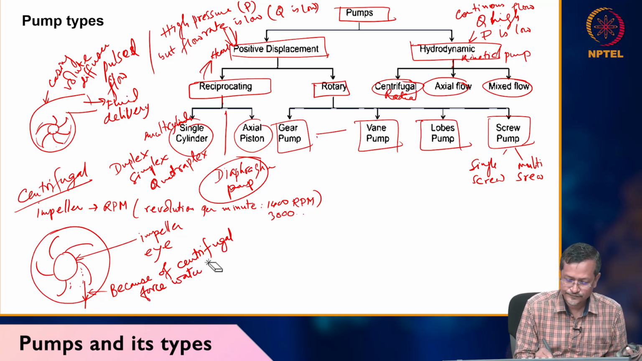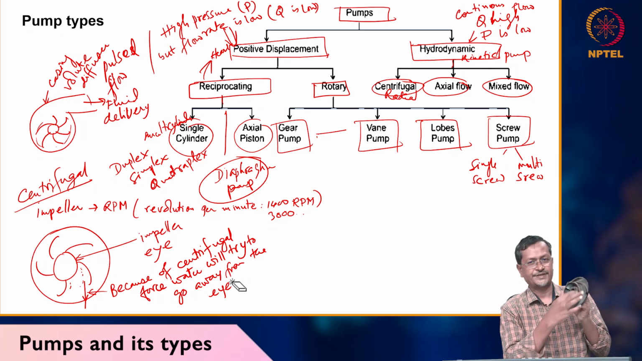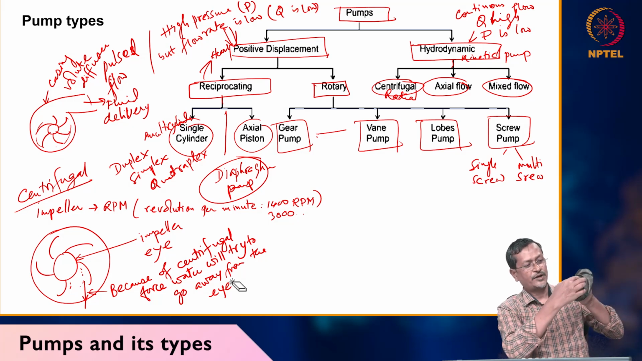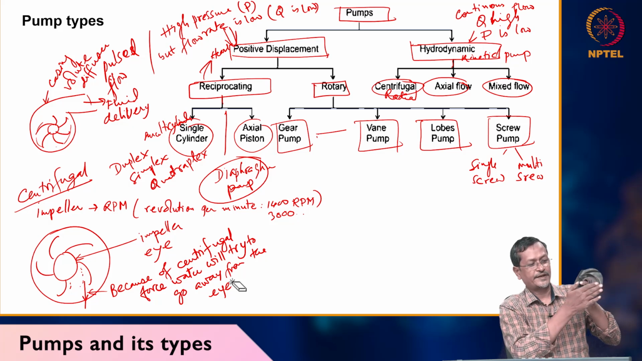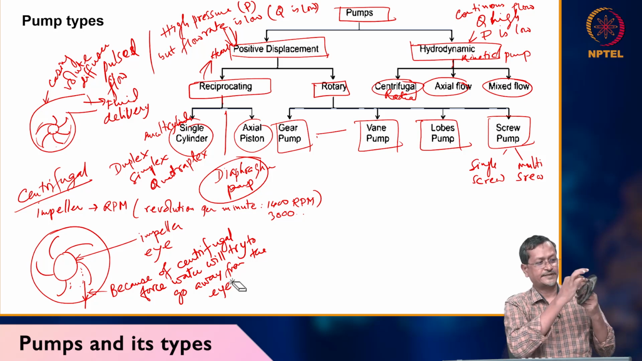Water will try to go away from the eye. Okay, this is the eye, and if you rotate at very high speed, water will try to go away from the eye. Because this whole area is closed, water will follow the channel and go out. And we have blades, these are called blades.